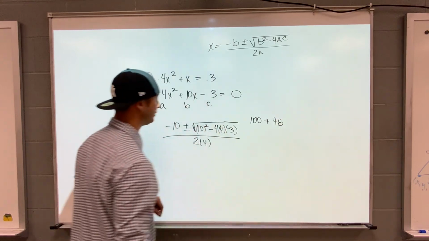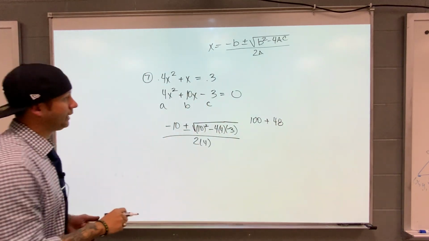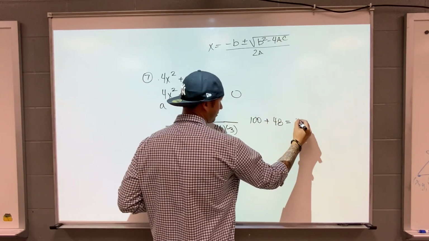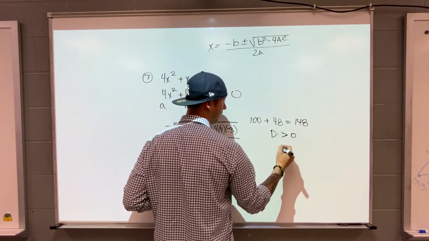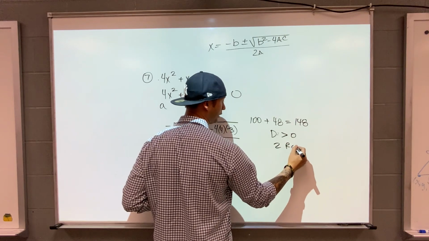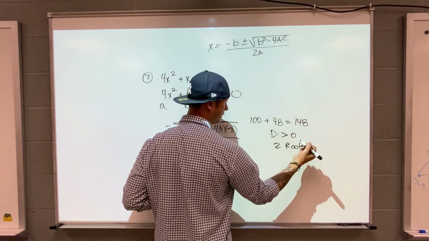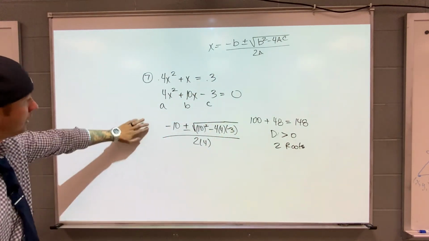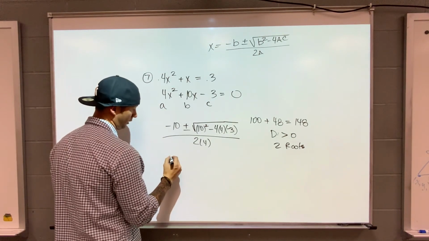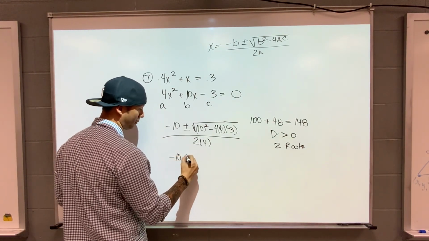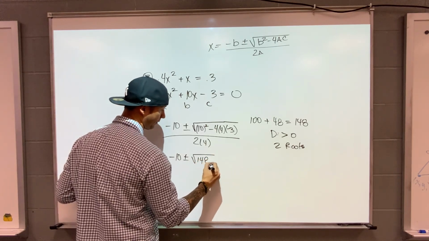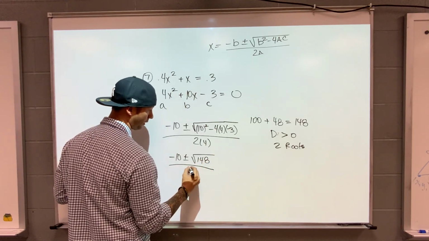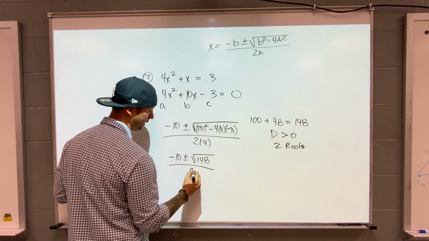Almost got me. Okay, this is going to be 148, which is a positive number. The discriminant is positive, obviously, and that means 2 real roots. Let's see what those roots are. So I got negative 10 plus or minus the square root of 148 all over 2 times 4, which is 8.